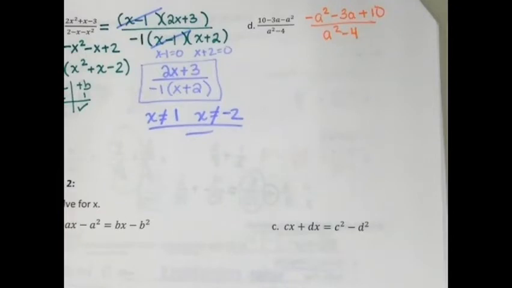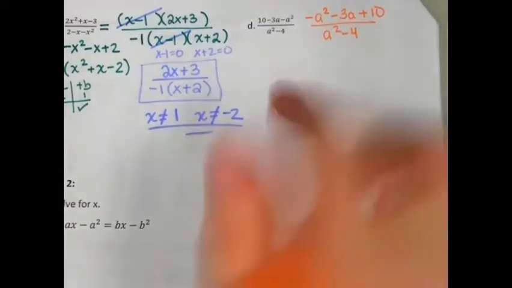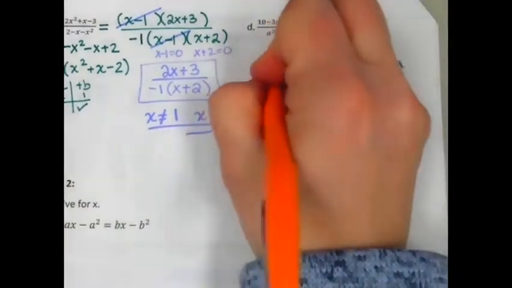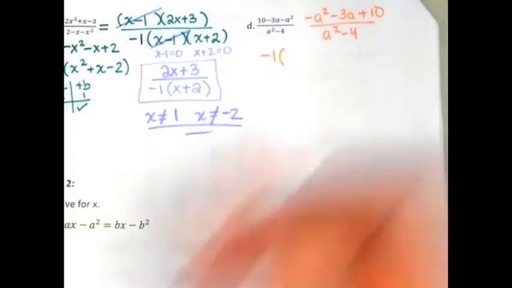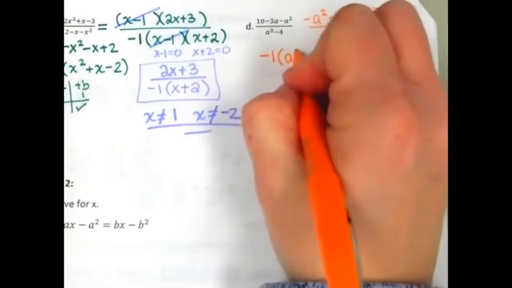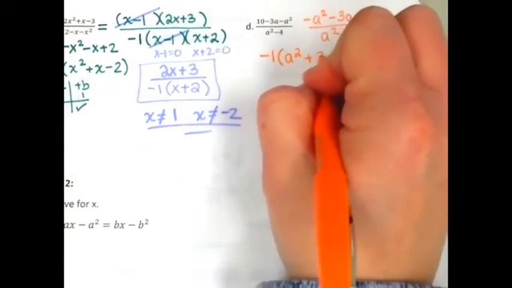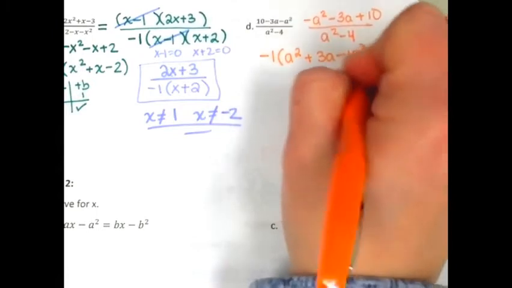So if you look at the numerator, did you guys factor out a -1 first? Yes, because we always want that a squared to be positive. So I'm going to factor out a -1. And if I factor out a -1, I'm left with a positive a squared, a positive 3a, and a -10. Okay.